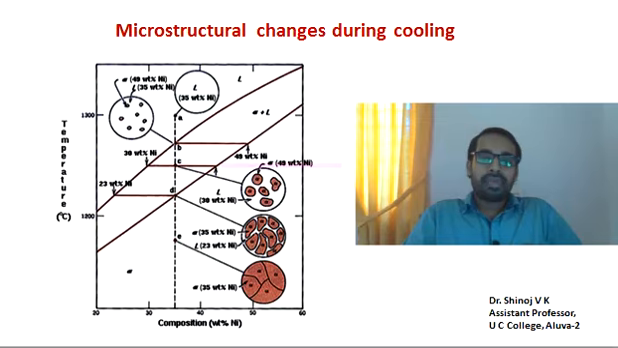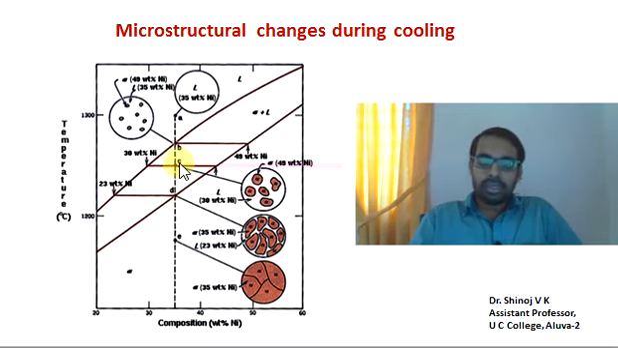So we know that when we are cooling from a particular level, there will be phase changes, and phase changes will happen at different temperatures. In a quite simple phase diagram like the isomorphous phase diagram, which we have studied earlier, one example is given here, that is the copper-nickel phase diagram. Here you can see that above the liquidus, the material is a single-phase liquid, and on cooling further down, we are cooling along this vertical line.